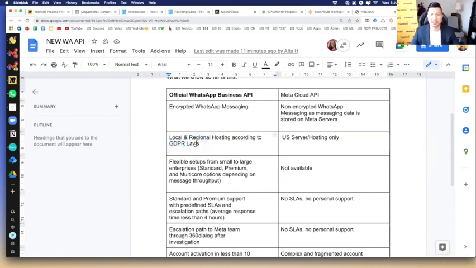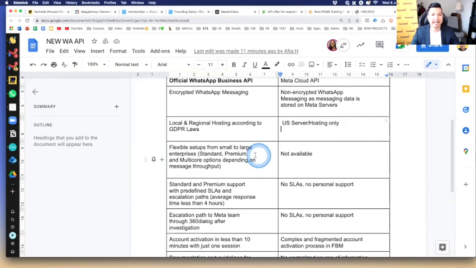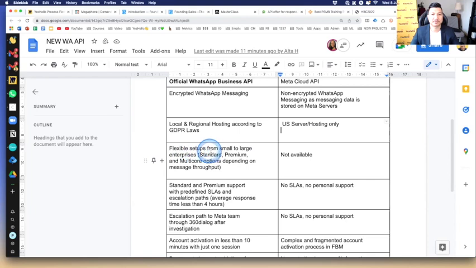In certain regions. So this is US server hosting only. So if you're concerned that because it is hosted in a different place, this GDPR laws does not, I think it does not apply. Next, flexible setups from small to large enterprises. Standard, premium, multi-core options depending on message throughput.